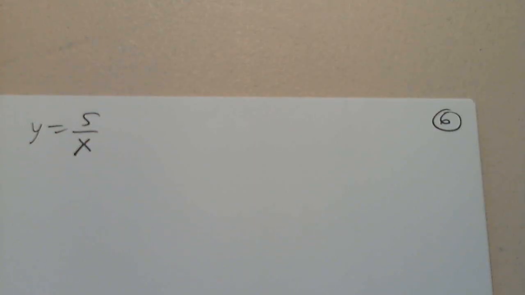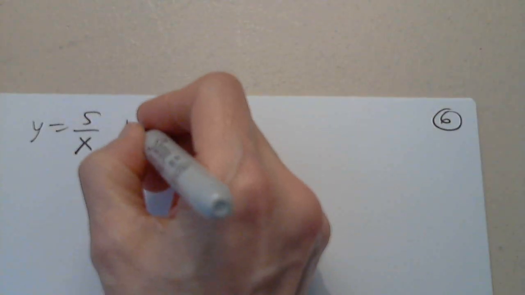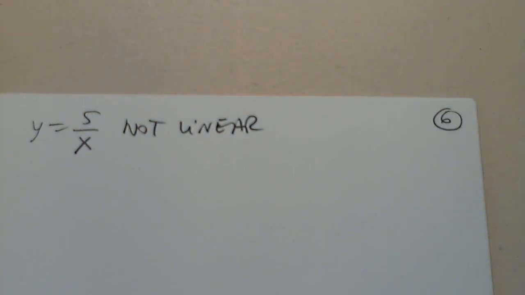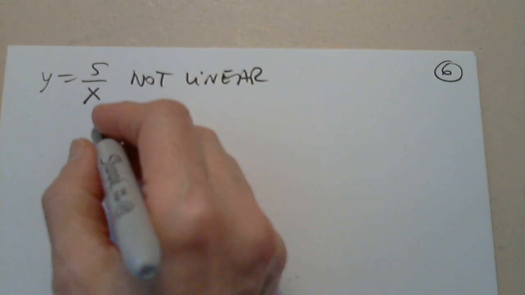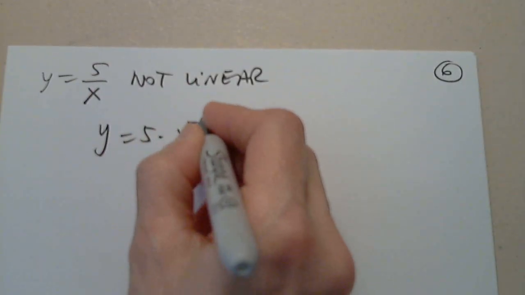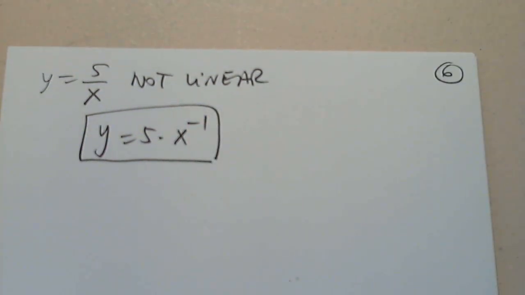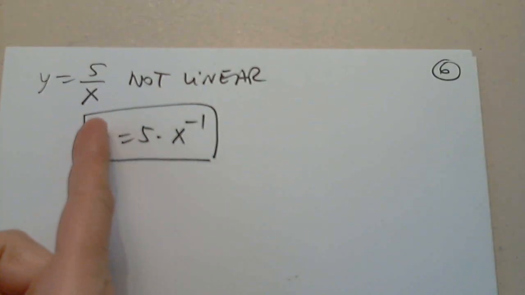Anybody? It is not, because it has x in the denominator. Ah, okay, so this is not linear. Although it appears that both have power 1, actually not. This is 5 times x to negative 1. So 5 times x to negative 1 is not linear. We cannot have variables in the denominator.